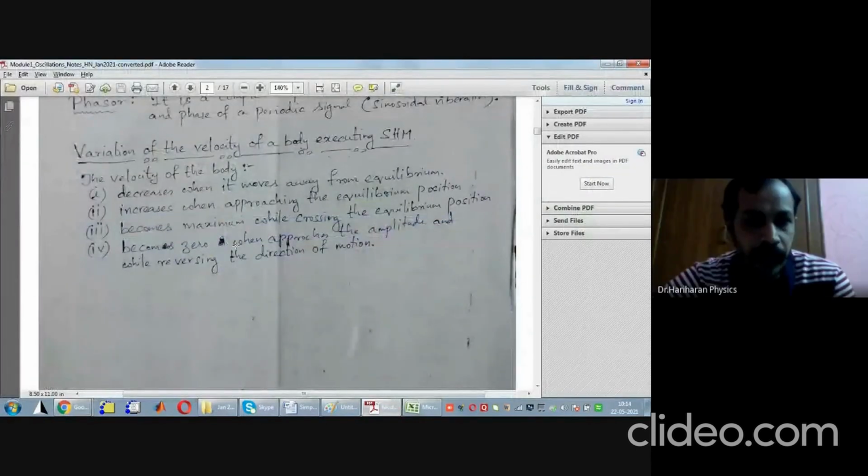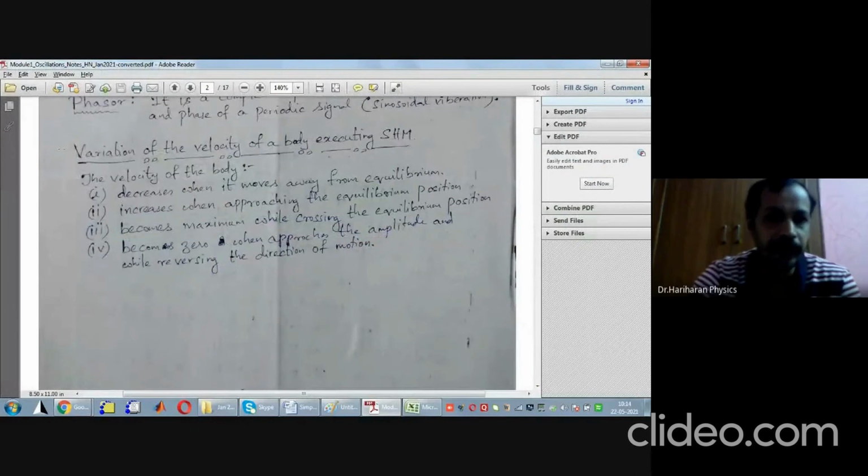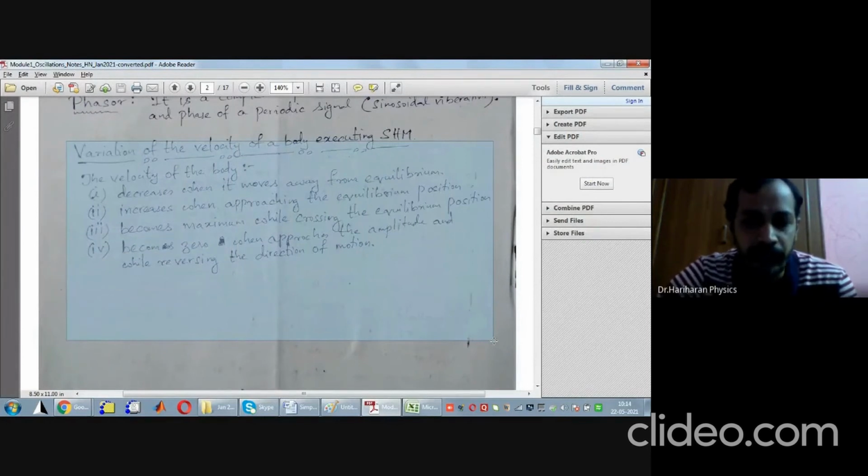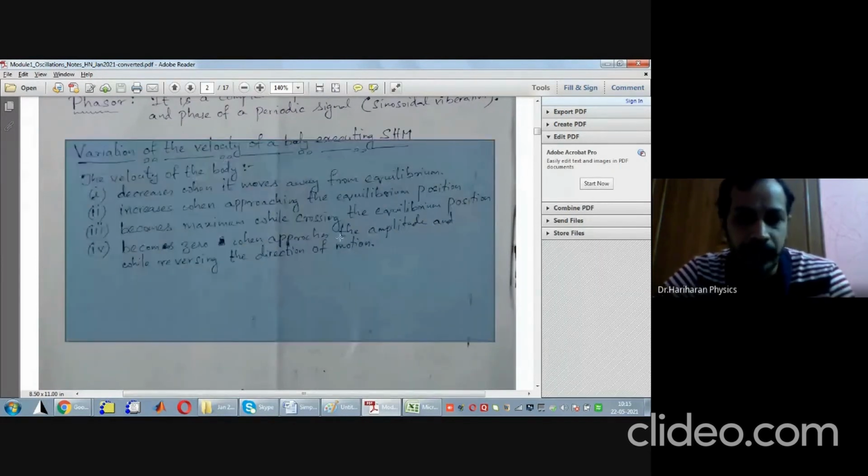So how does velocity vary with the time? Everything is being captured in my 4 points here. Velocity decreases when it moves away from equilibrium. Velocity will increase when the body approaches the mean position. It is maximum at the mean position, and it will be 0 near the amplitude. Okay, this part is done.